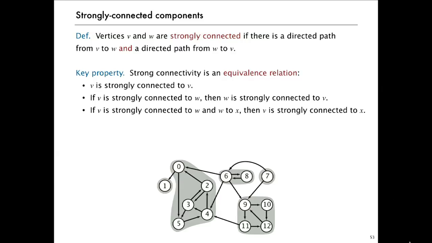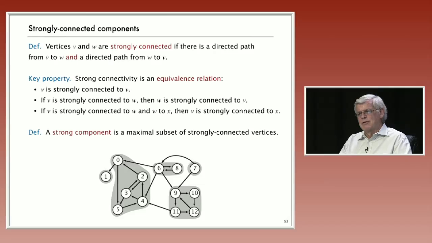So since it's an equivalence relation, it divides the digraph up into sets called strongly connected components that have the property that there are directed paths connecting each pair of vertices in the set. So for example, 9 and 12 are strongly connected. There's a path from 12 to 9, another one from 9 to 12, and so forth. Our challenge is to compute the strong components in digraphs.